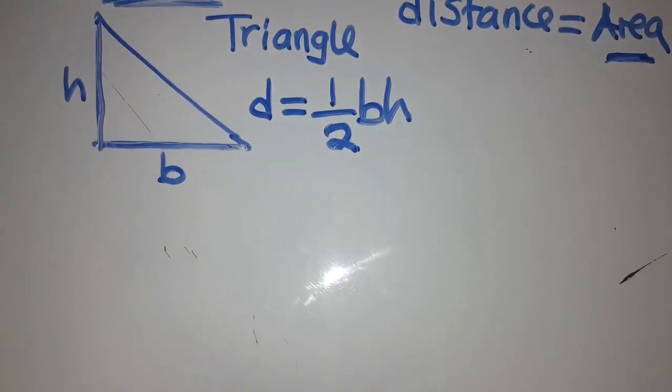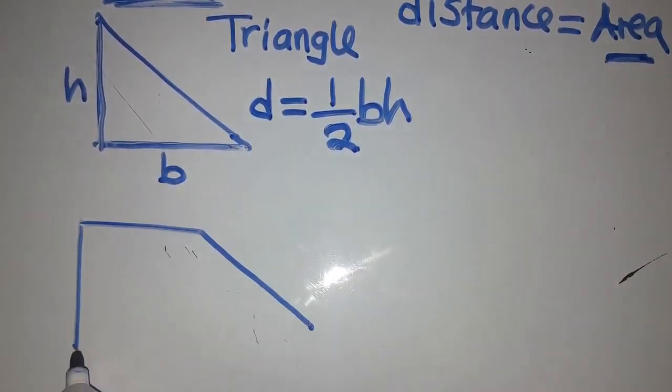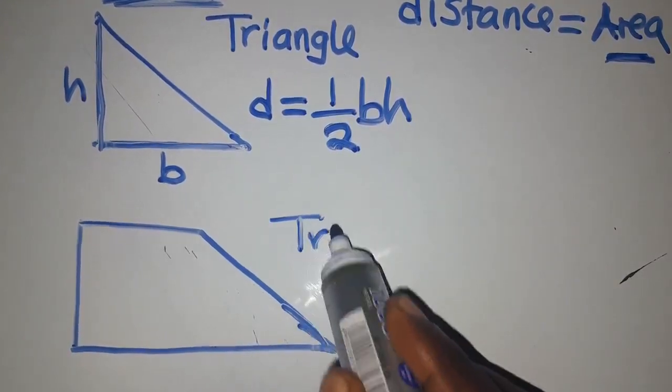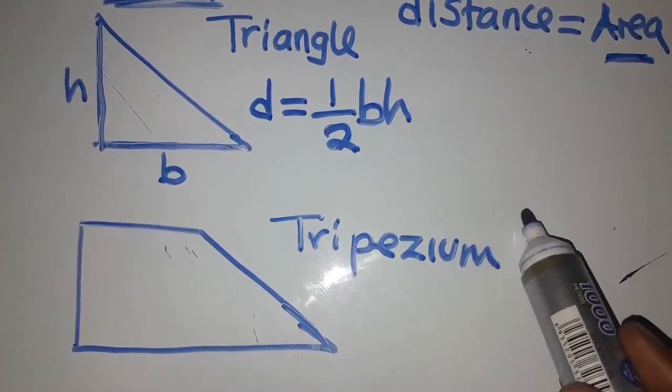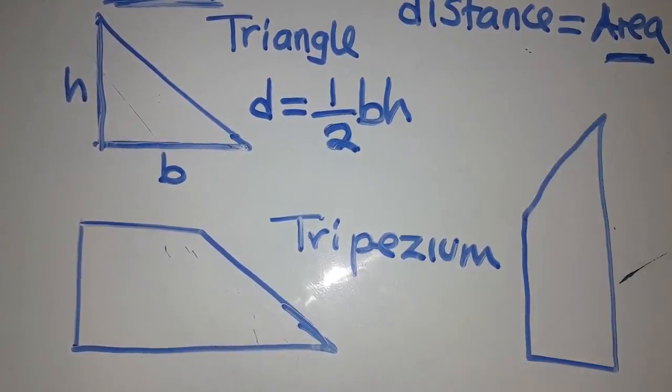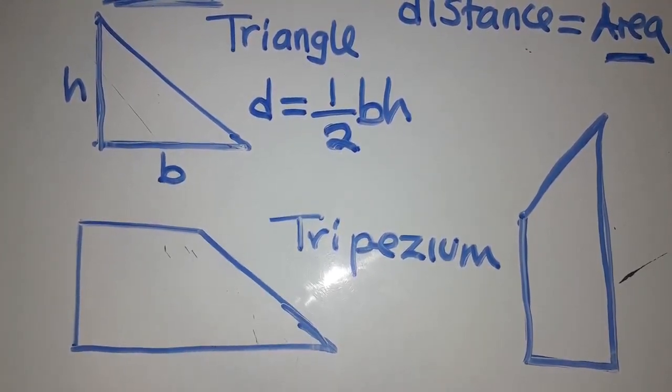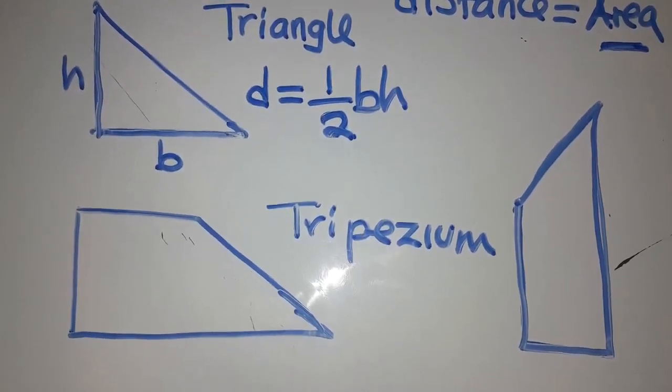Another shape that you can find is this one. Any shape that looks like this, we call a trapezium. It can be in this format, or it can be standing like this. It can be put in any form, as long as you are able to recognize the shape the way it is. Just know that you are dealing with a trapezium.